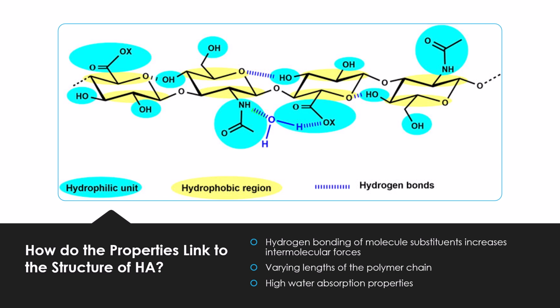The water absorption properties are due to the many OH groups. Hydrated HA can contain up to 1,000-fold more water than its own weight. It also becomes elastic and viscous. The picture shows how hyaluronic acid attracts and holds water through the hydrogen bonding, as well as hydrogen bonding between each monosaccharide.